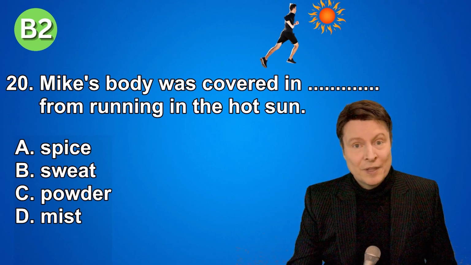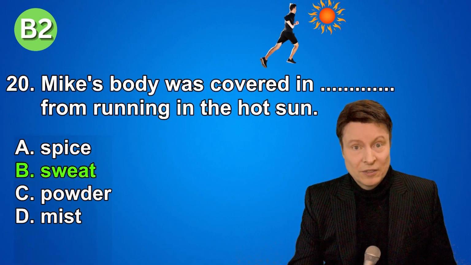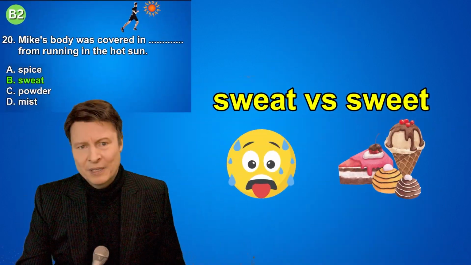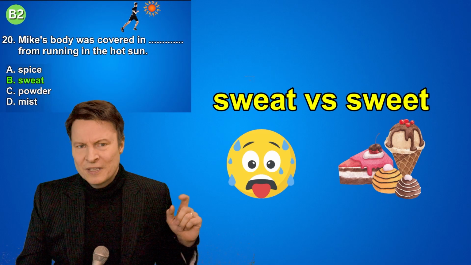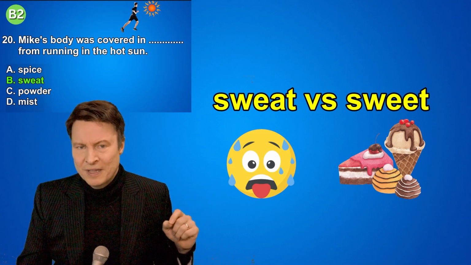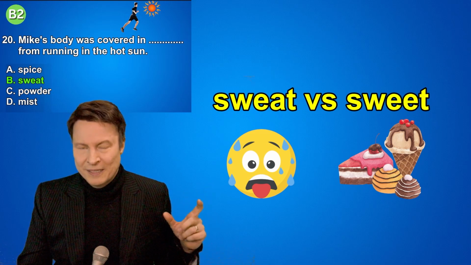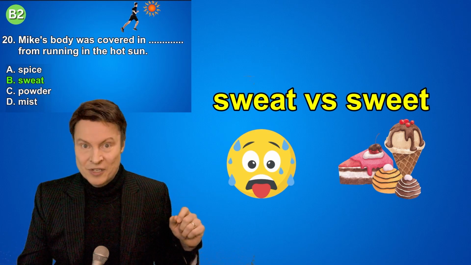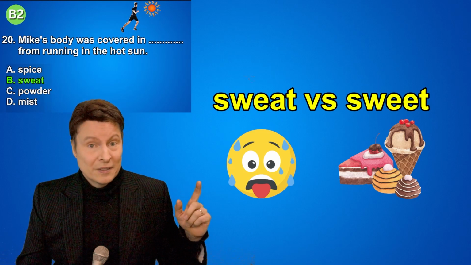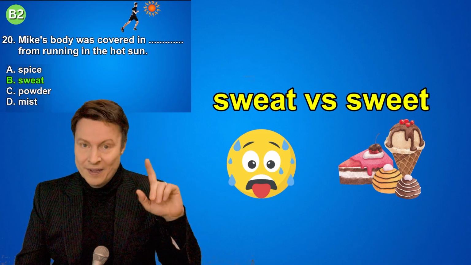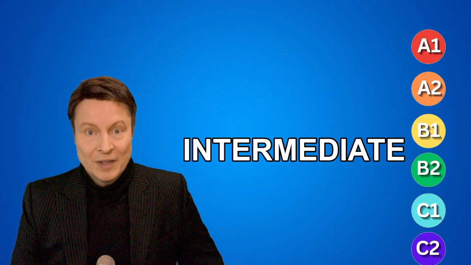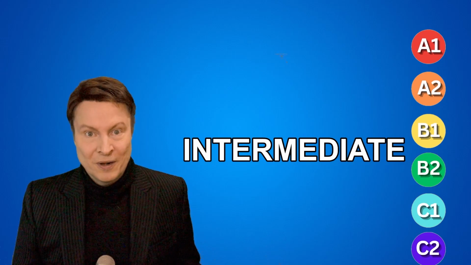And if you knew that the answer was sweat, good job. So this is vocabulary in context. And try not to confuse these two here because they can be a little tricky in terms of spelling and pronunciation. So we have sweat and we also have sweet. Sweat and sweet, yum.